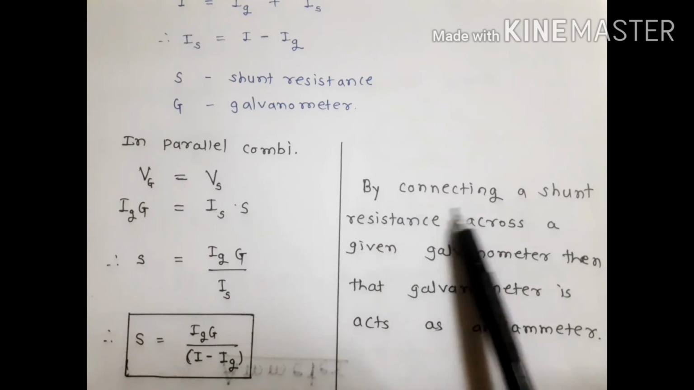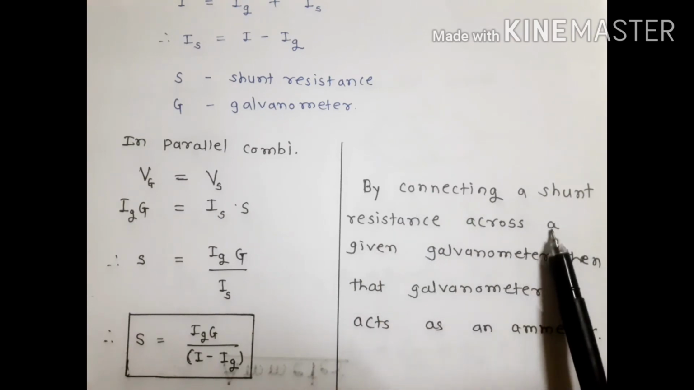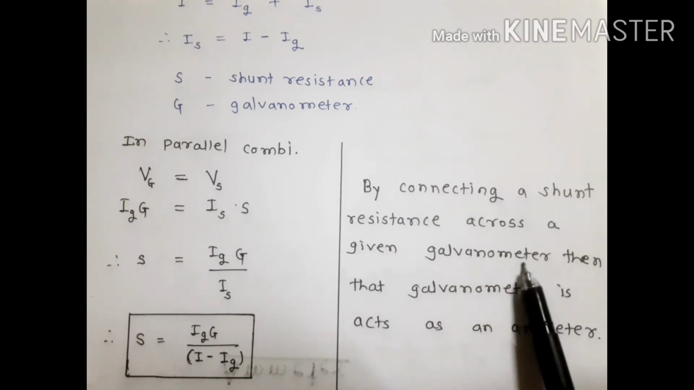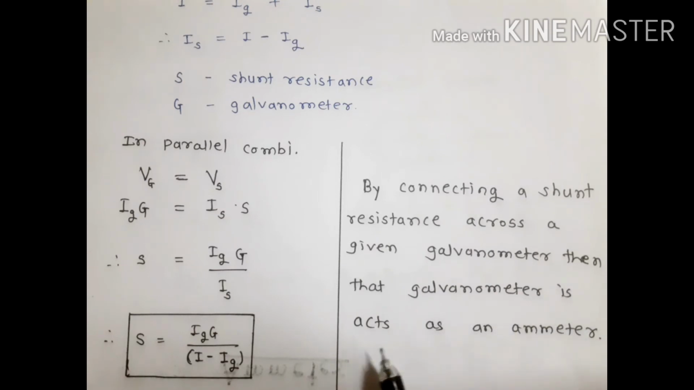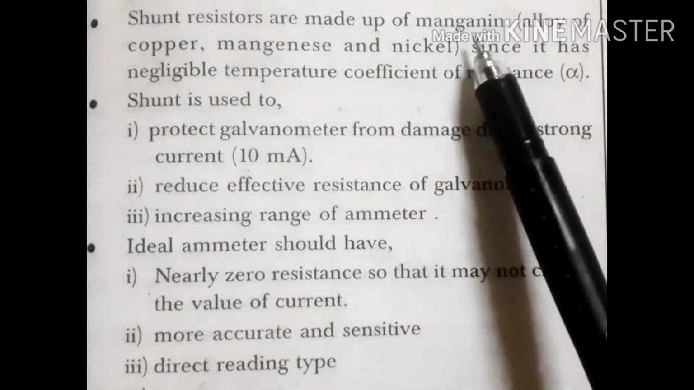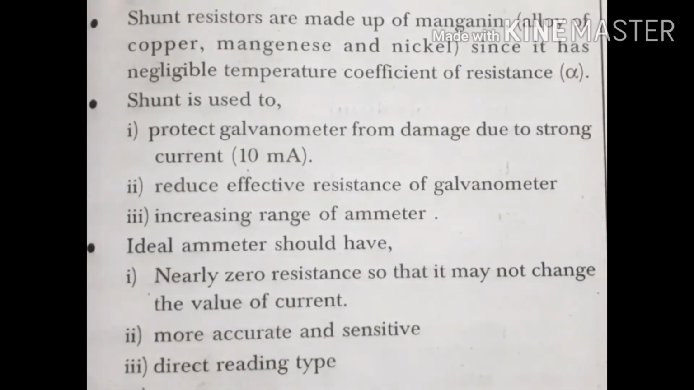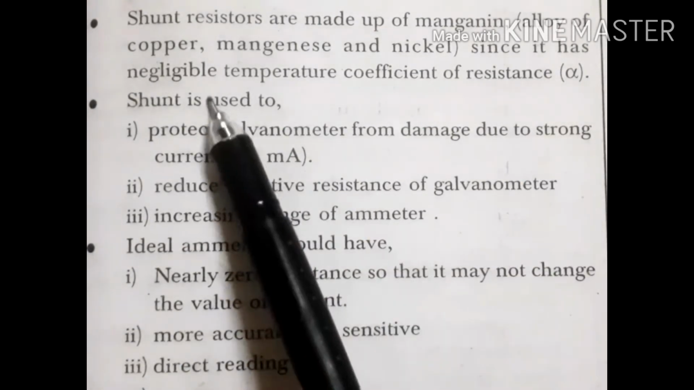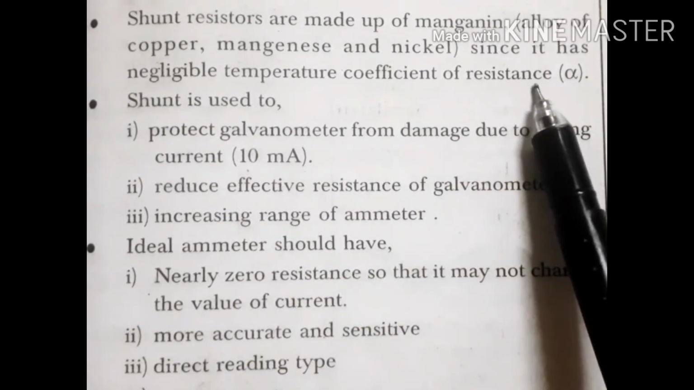In this way, by connecting a shunt resistance across a given galvanometer, that galvanometer acts as an ammeter. The shunt resistors are made up of manganin. Manganin is an alloy of copper, manganese and nickel, since it has a negligible temperature coefficient of resistance.